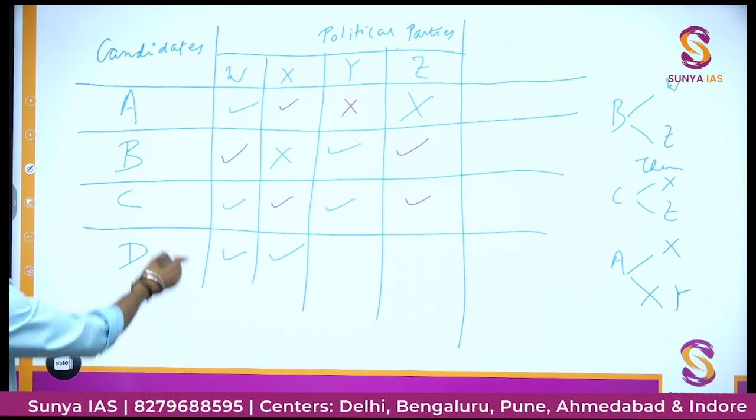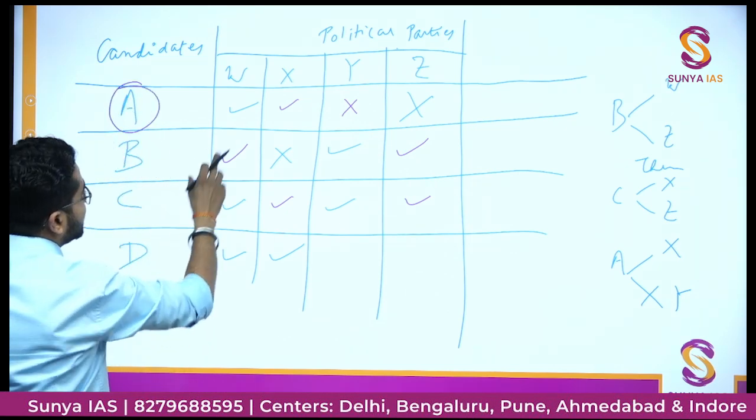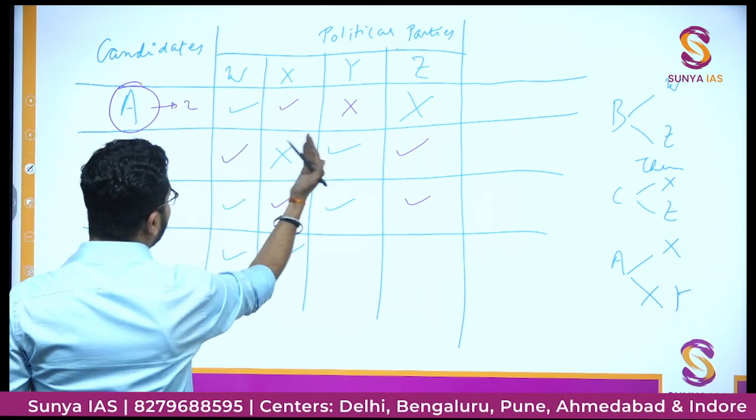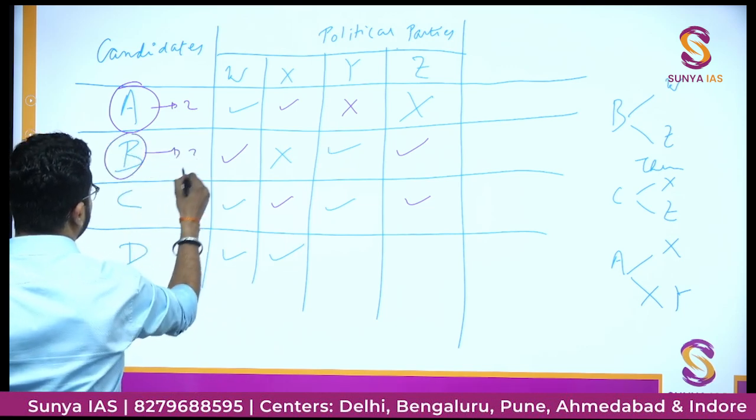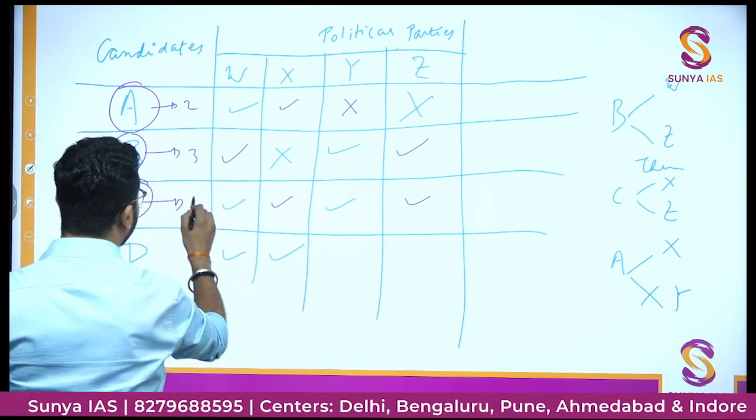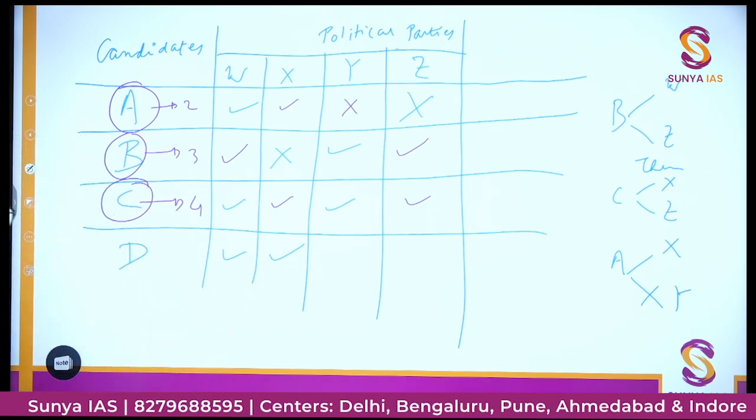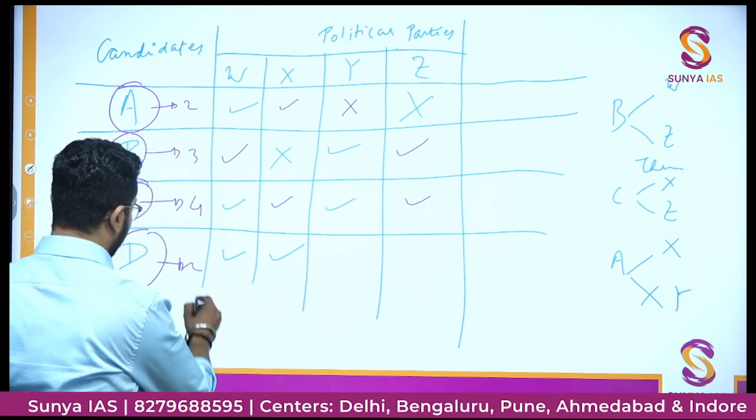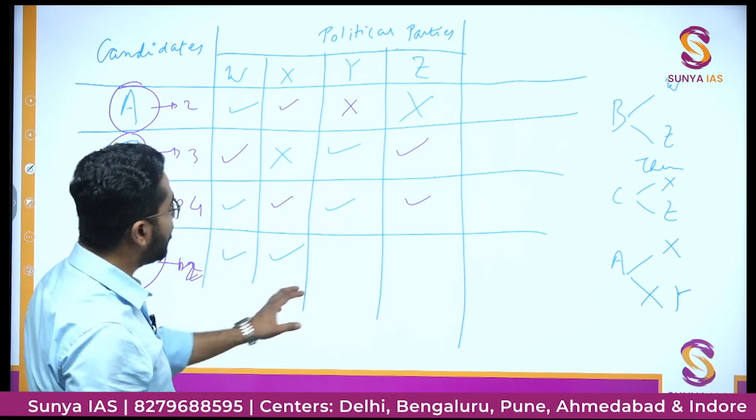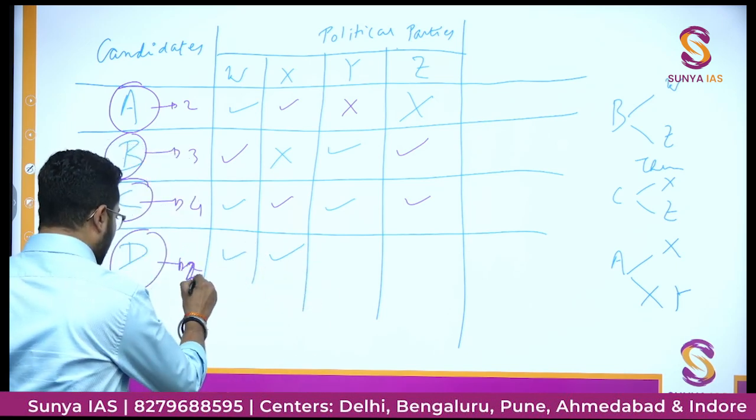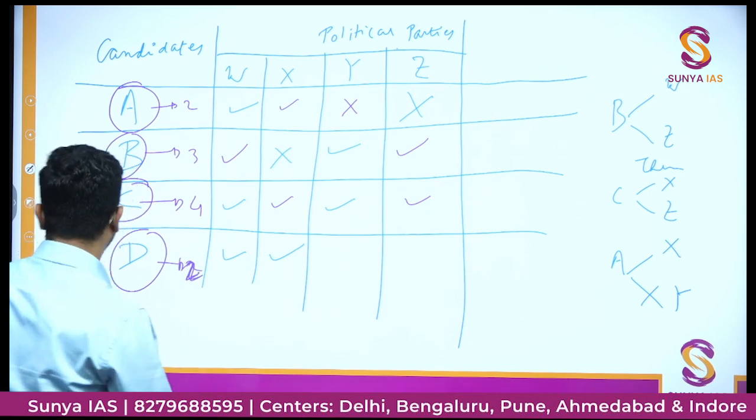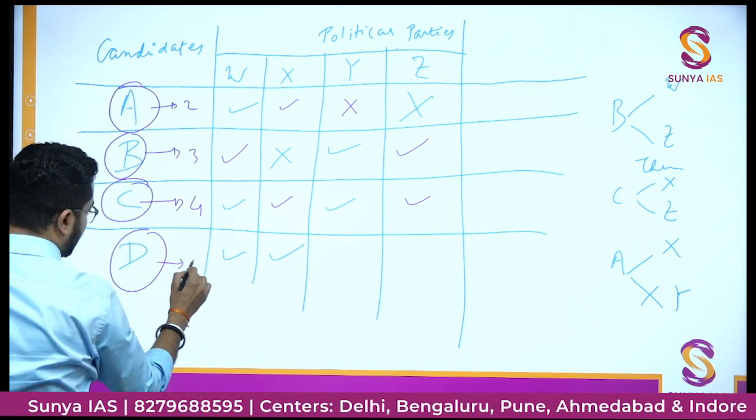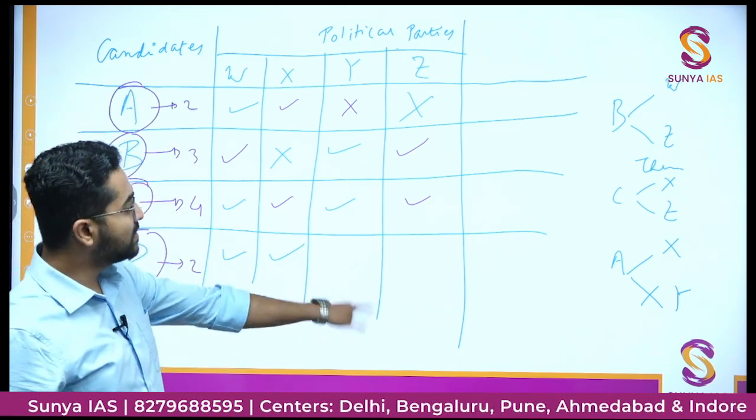So we can count. Candidate A was supported by how many parties? 1 and 2. 2 political parties. B is supported by 1, 2 and 3. 3 parties. C was supported by 1, 2, 3, 4. All 4 are supporting C. And D is supported by only 2, because it is not said about Y and Z. We don't know whether Y or Z is supporting D or not. So we are not sure. Two parties are supporting D, that is sure, but we are not sure about the other 2 things.